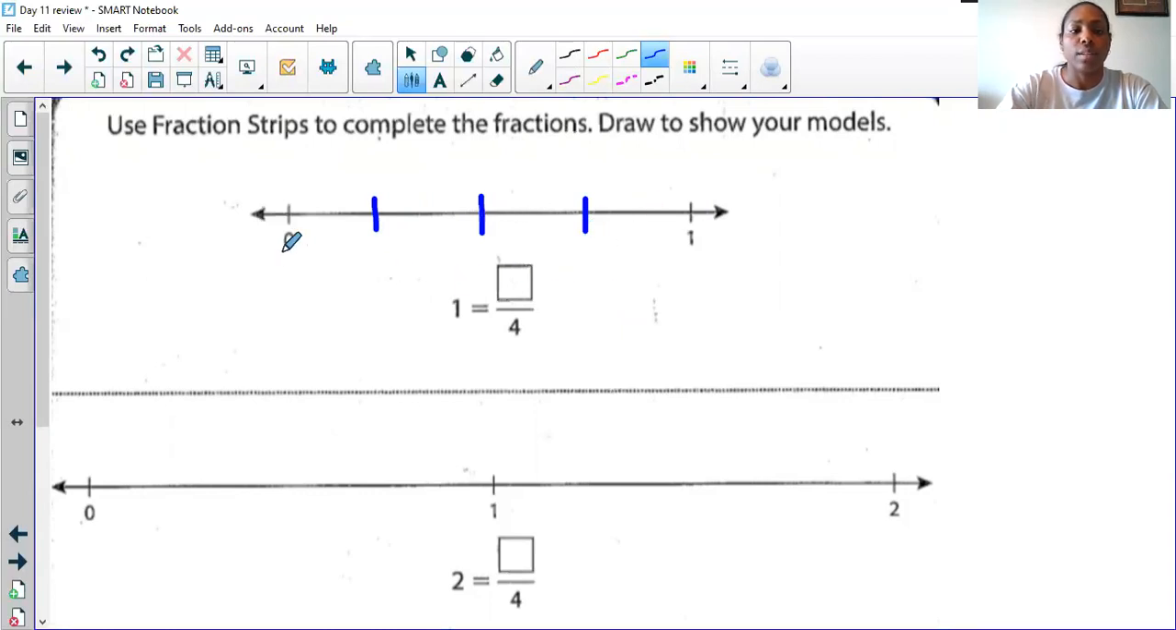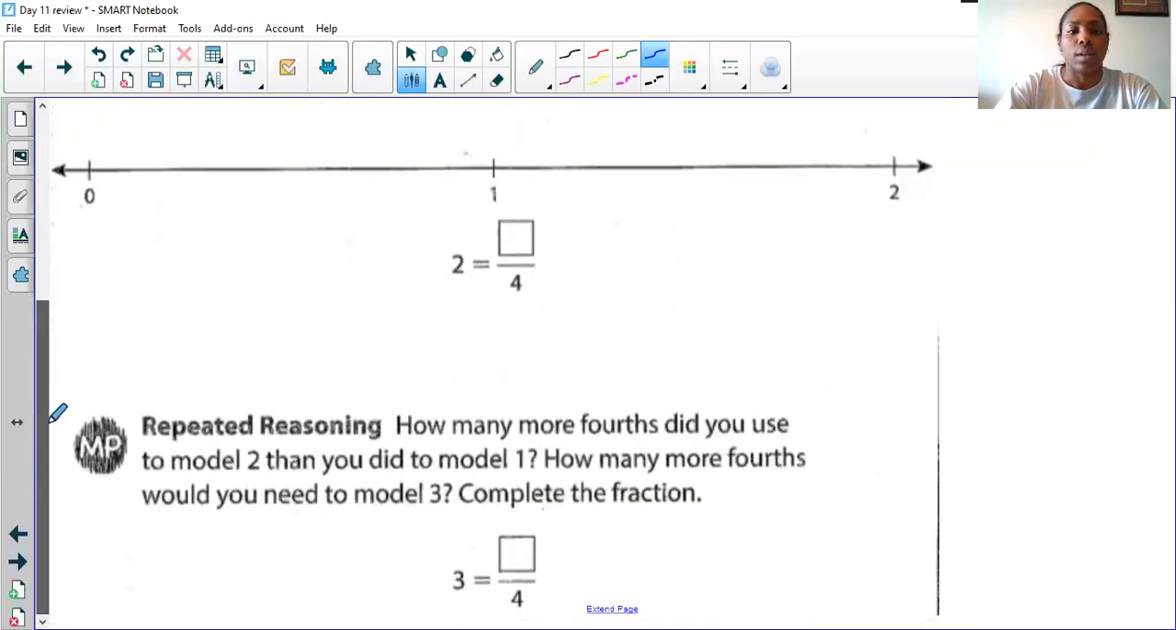So if this is 0/4, 1/4, 2/4, 3/4, then this should be 4/4. So what is our fraction? 1 equals 4/4. And now, same thing, it's asking us to divide into fourths right here. So I'm going to go ahead, same as before, divide it in half, and then divide those parts in halves.